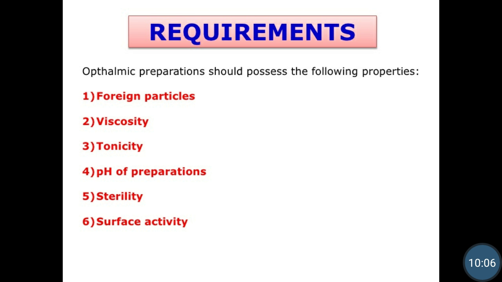So which are the different basic requirements of these ophthalmic preparations? Or which are the different ideal qualities of all these ophthalmic preparations? Ophthalmic preparations should possess the following properties. First, they should be free from foreign particles. Second, they should have adequate viscosity. Third is tonicity, meaning they should be isotonic. Fourth is the pH of the preparations. Fifth is sterility, and sixth is surface activity. We will discuss all these points in detail.